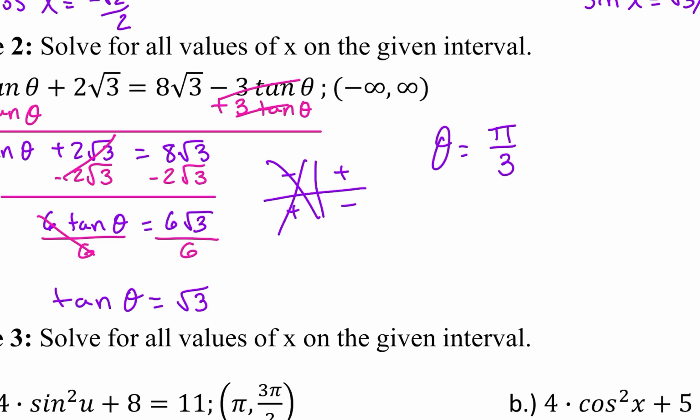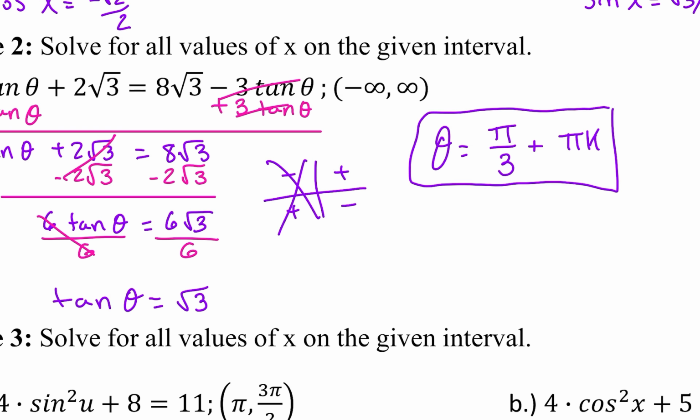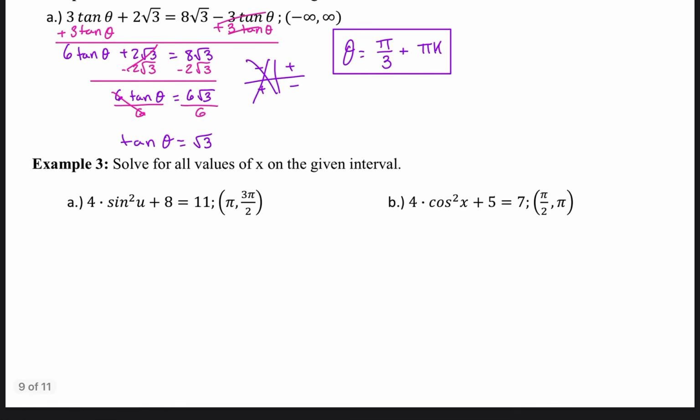But since the period of tangent is not 2 pi, we just pointed out it's only 1 pi, you're not going to put plus 2 pi k for tangent. You're just going to put plus pi k for tangent. So sine and cosine, you put 2 pi k at the end. But for tangent, you just put plus pi k, and you only put the one answer in.